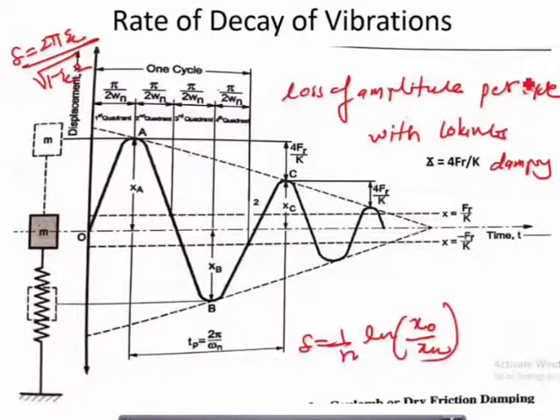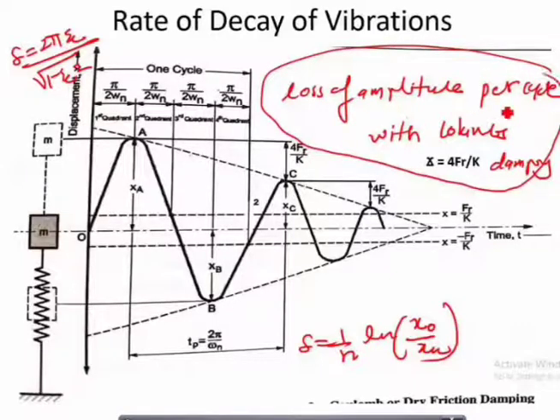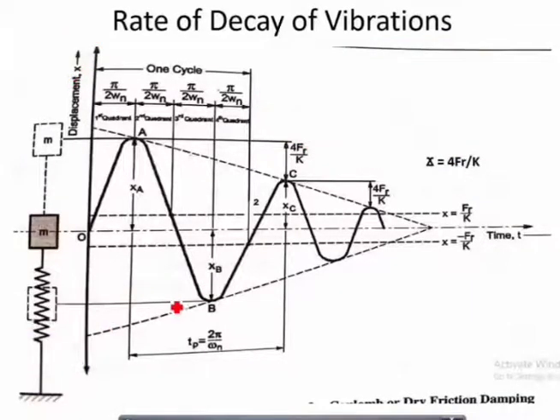But in case of Coulomb's damping, rate of decay of vibration is nothing but the loss of amplitude per cycle with Coulomb's damping, and that we have to derive. Okay, so let us consider this figure. Now let us say that this is one cycle. Let's say 0 to this point is one cycle. You can see that this one cycle is divided into 4 parts.